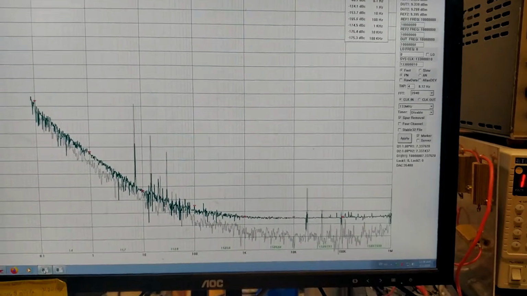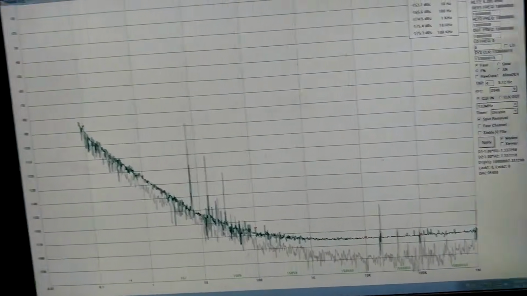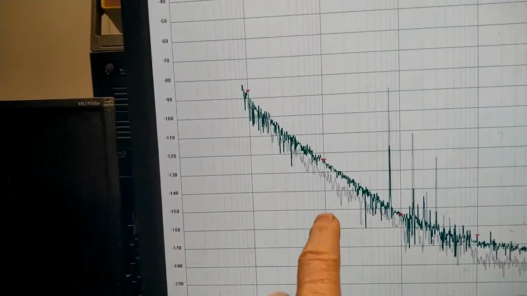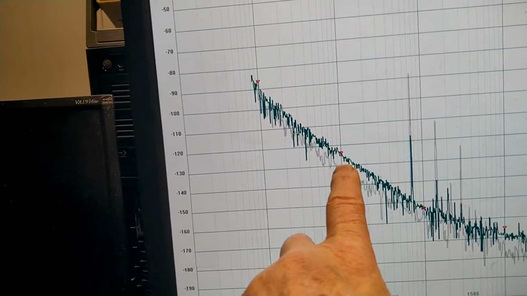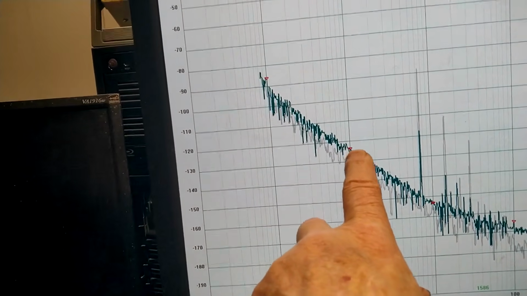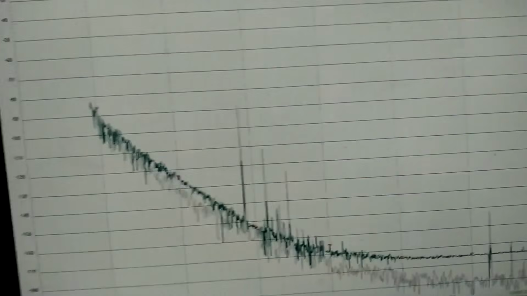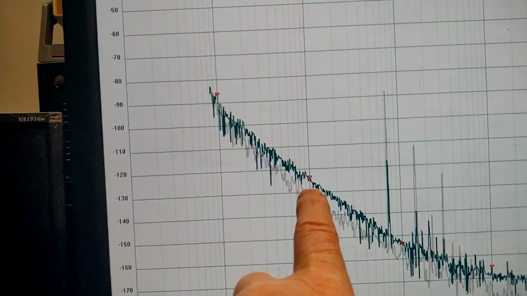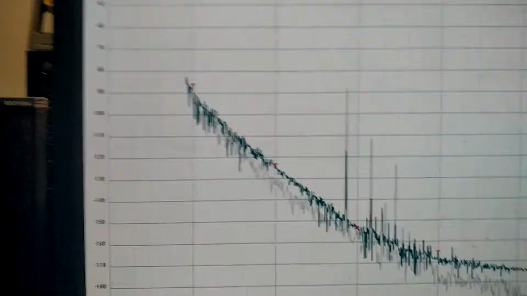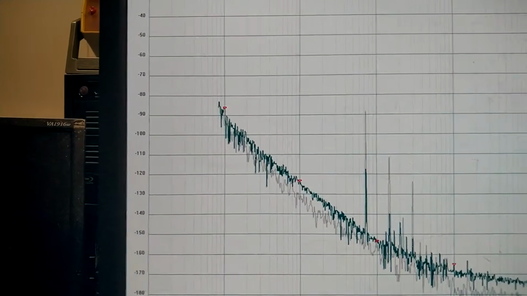The oven is no longer oscillating, so I have a flat noise floor here. And the noise at 1 Hz offset looks like minus 124. And that's what I read here, 124.1. Although the trace is a little bit below the marker. So maybe 125.